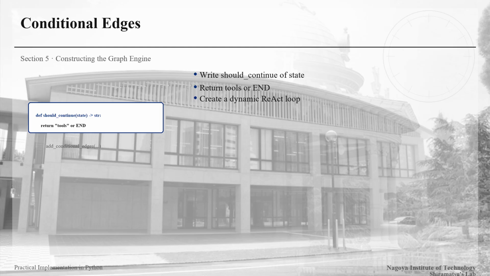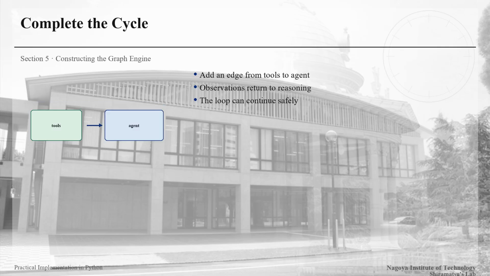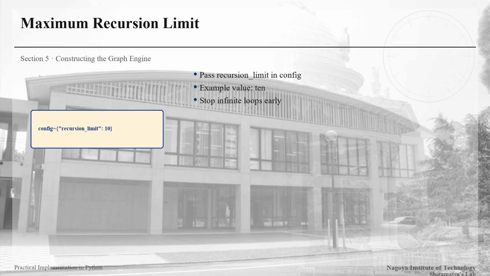Define a router such as should_continue that returns tools or END, then attach conditional edges. Add a return edge from tools back to agent so observations re-enter reasoning. Pass recursion_limit in the invoke config, for example 10, to kill infinite loops. Compile with workflow.compile to turn the definition into a runnable engine you can also visualize.